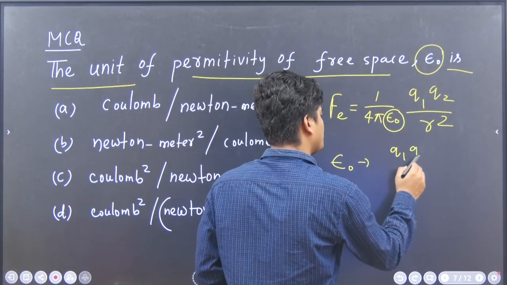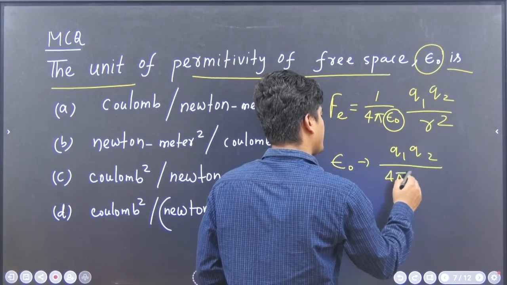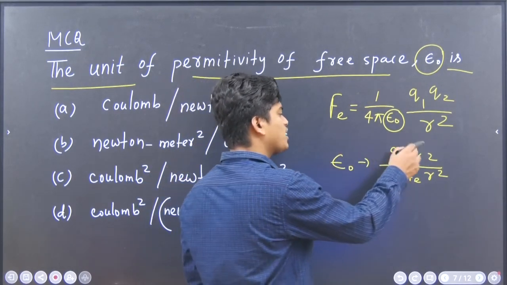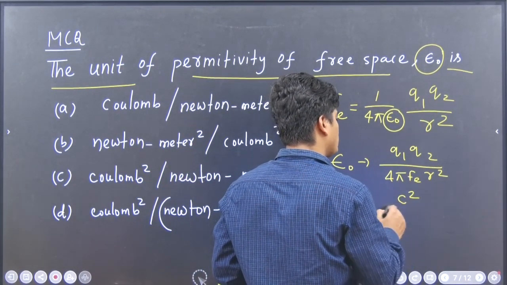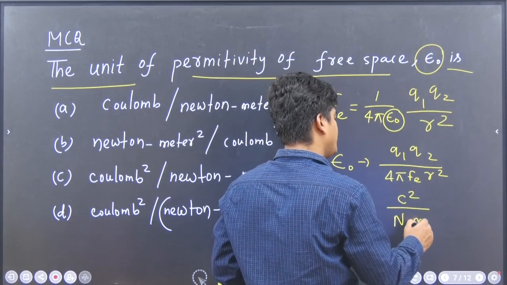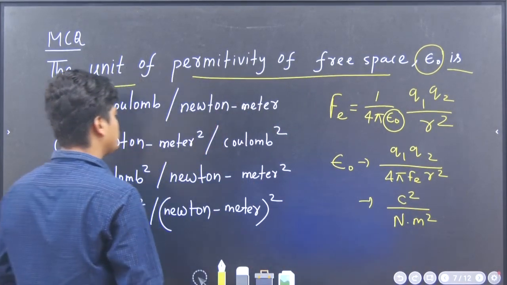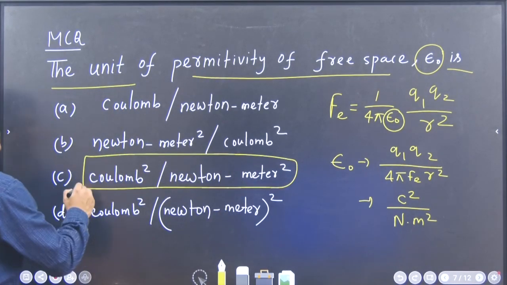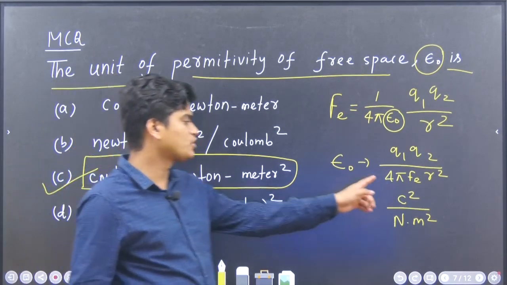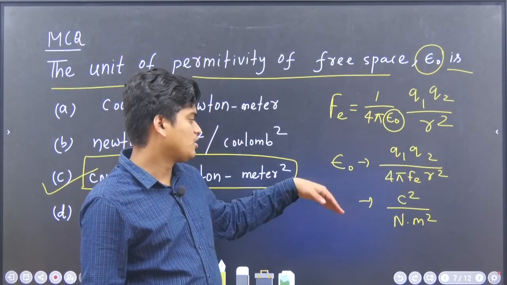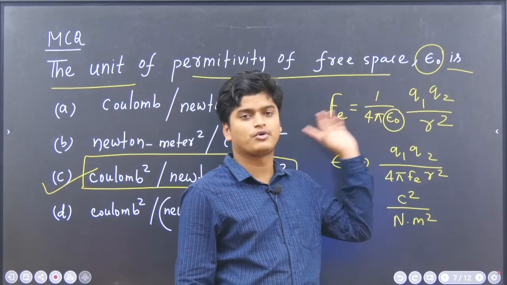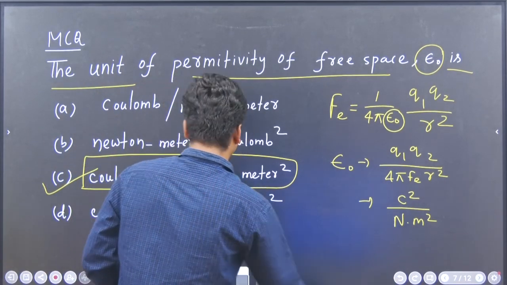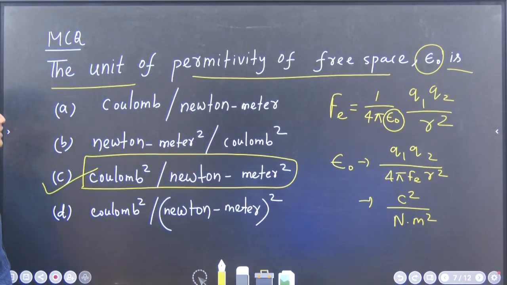That is your Q1 Q2 by 4 pi F R square. Now Q1 Q2 are two charges, so its unit is what basically? Its unit is coulomb into coulomb, coulomb square by Newton into meter square. Okay, so here the unit of epsilon naught is coulomb square by Newton into meter square. So it is exactly matching with option C. Or it is the unit which is the reciprocal of the unit of 1 by 4 pi epsilon naught. Okay, so that also you can understand. I will go to the next question. So here option C will be the correct answer.